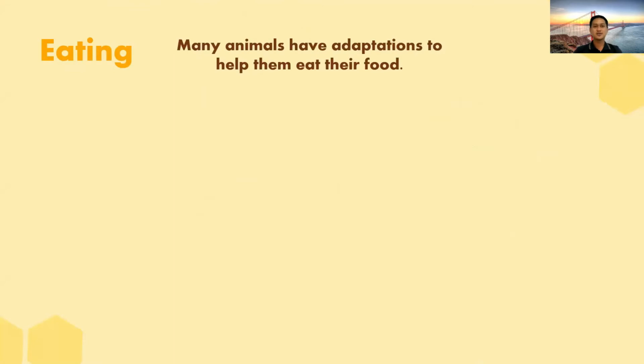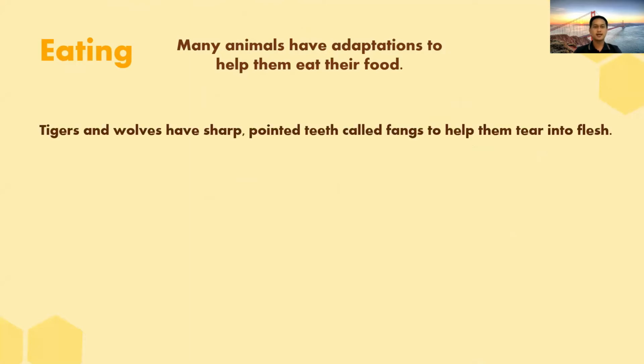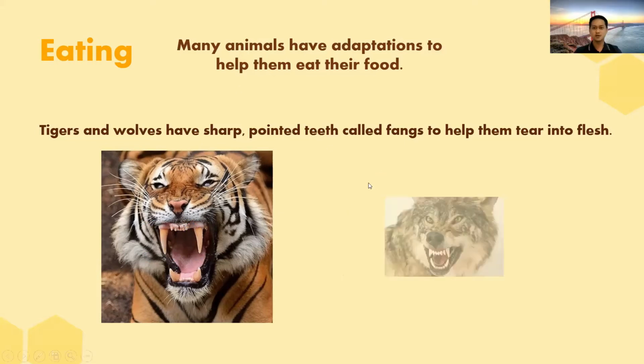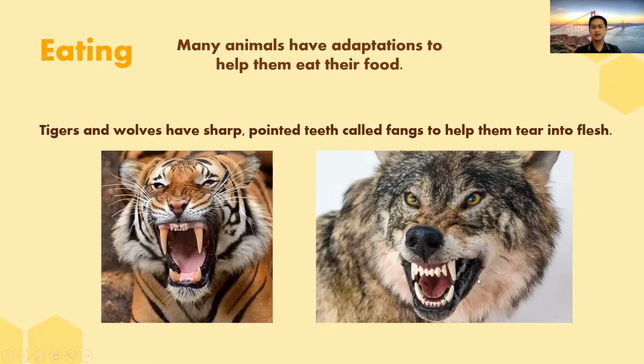They also adapt for eating. Many animals have adaptations to help them eat their food. Tigers and wolves have sharp, pointed teeth called fangs to help them tear into flesh. What is a fang? Do you know what a fang is? So fangs are this part. Also for wolves. Here, wolves also have fangs to tear the flesh from the animals or prey they catch to be their food.